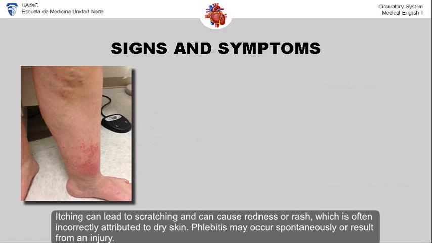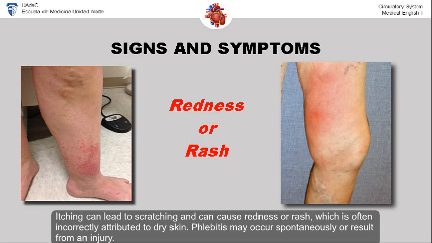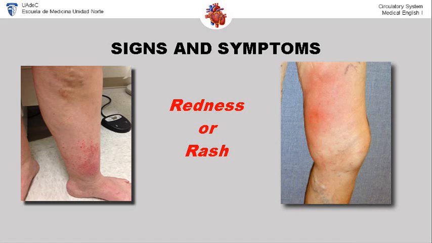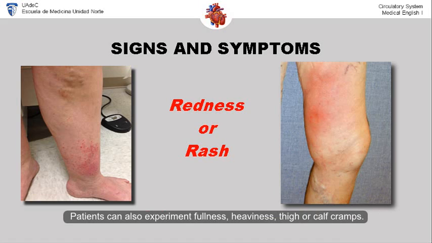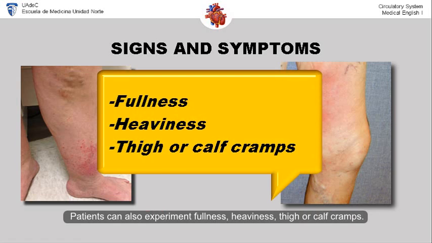Itching can lead to scratching and can cause redness or rash, which is often incorrectly attributed to dry skin. Phlebitis may occur spontaneously or as a result of an injury. Patients can also experience fullness, heaviness, thigh or calf cramps.